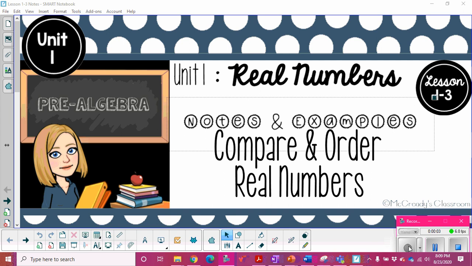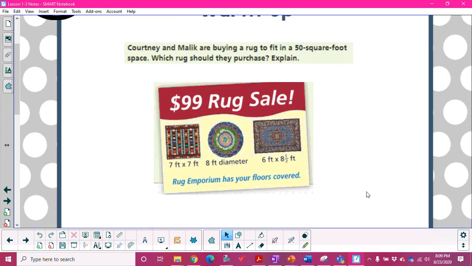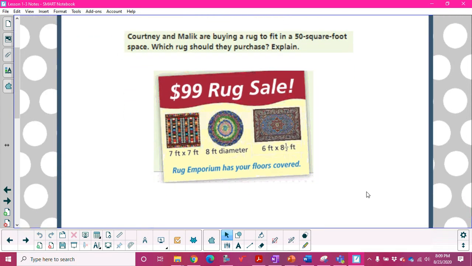So today we're talking about comparing and ordering real numbers. Let's look at the warm-up that you just did before we get started. Courtney and Malik are buying a rug to fit in a 50 square foot space. Which rug should they purchase?